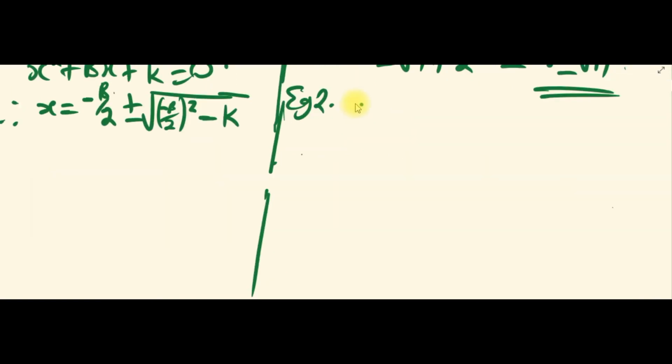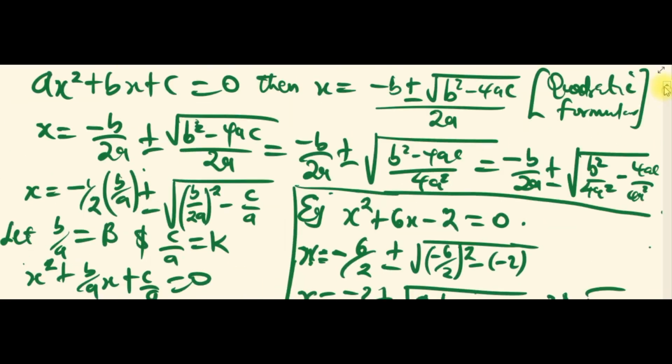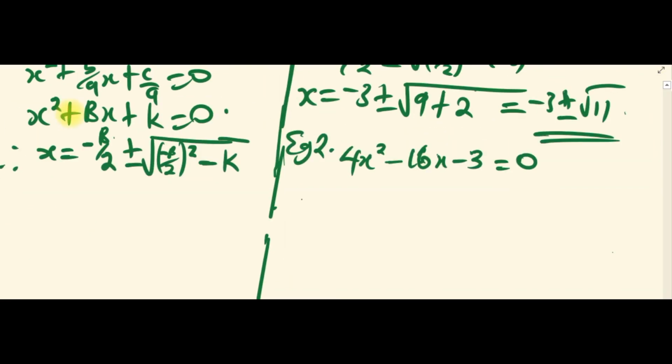Maybe you are given 4x squared minus 16x minus maybe 3 equal to 0. We're asked to solve this. So the first thing, remember, for us to use this formula, the coefficient of x squared must be 1. So we divide both sides by 4. We have x squared minus 4x minus 3 over 4 equal to 0.